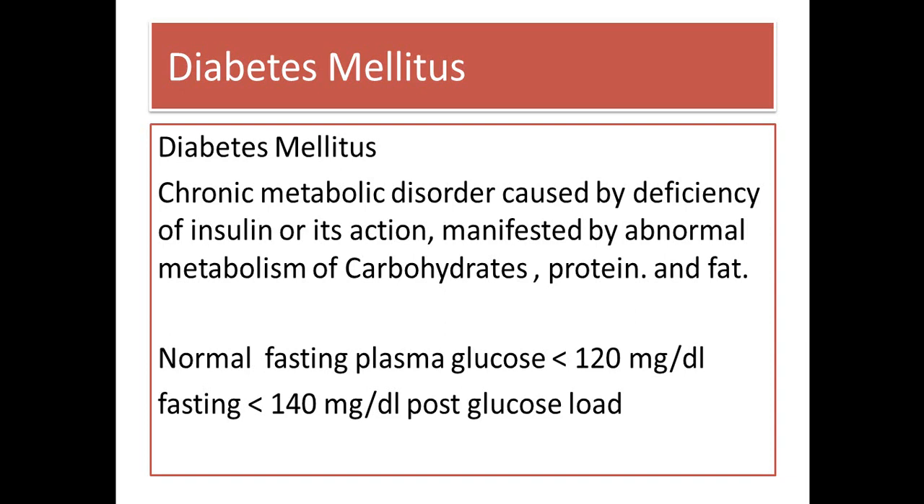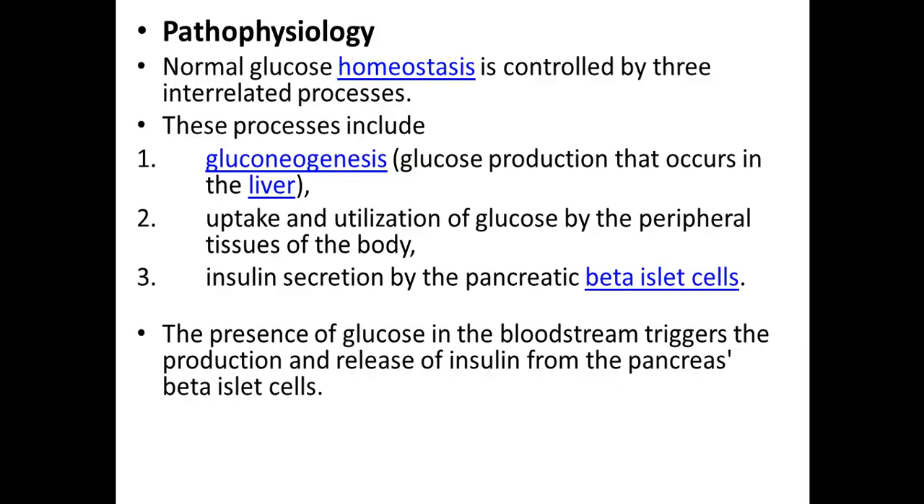What's the normal value of blood sugar? Fasting blood sugar should be less than 120 milligram per deciliter, and postprandial, or after a glucose load, should be less than 140 milligram per deciliter. These are the normal values.